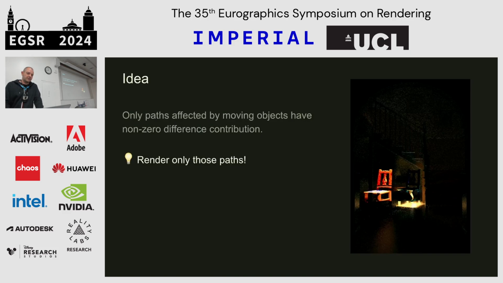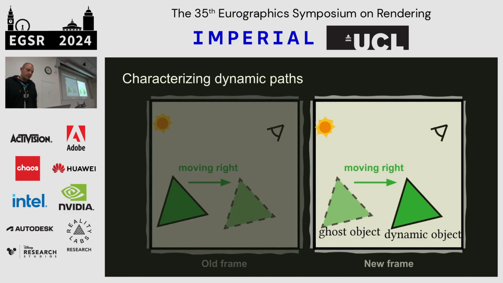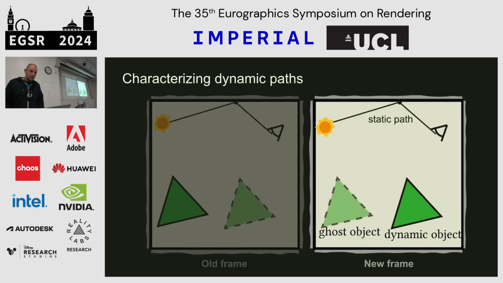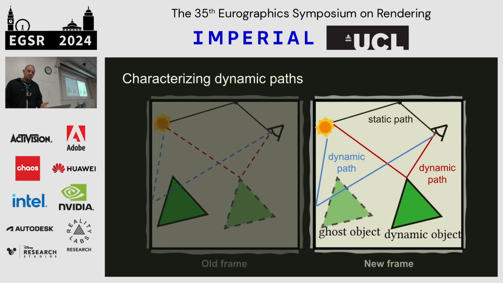So then we need to characterize these affected paths. Here's an example. From the left frame to the right, the new frame, the green triangle is moving to the right. We call it a dynamic object. Meanwhile, we imagine there's this corresponding ghost object in the new frame to mark the position of that object in the old frame. As we said, some paths don't interact with the moving object at all, and we call these static paths. But here's this red path which bounces off the dynamic object, and that path doesn't exist in the previous frame on the dimmed image on the left, because there's no object at that point to bounce off of. So we call it a dynamic path. Another such path is this blue one, which goes through the imaginary ghost object in the new frame. But again, this path does not exist in the previous frame because it would be blocked by the object.